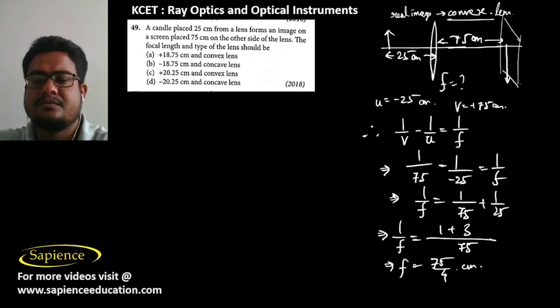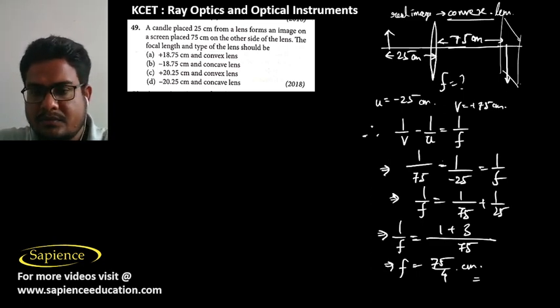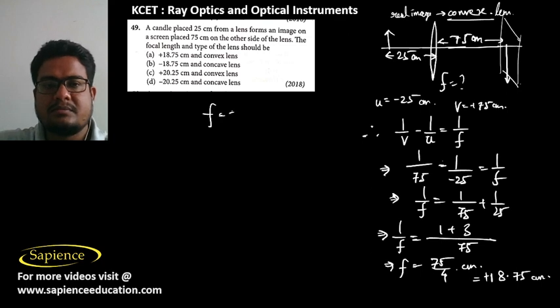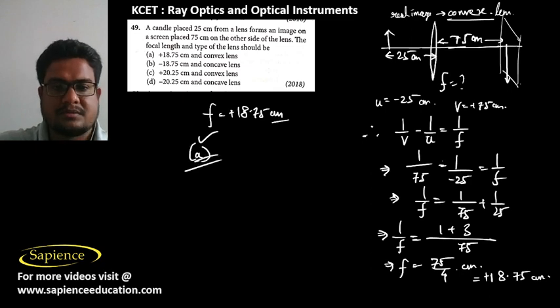75 by 4 centimeters is approximately 18.75 centimeters. So the focal length is plus 18.75 centimeters, a convex lens. Option A is the correct answer.